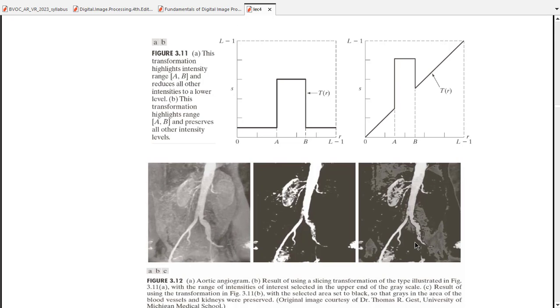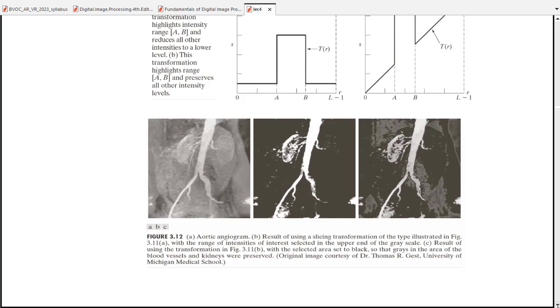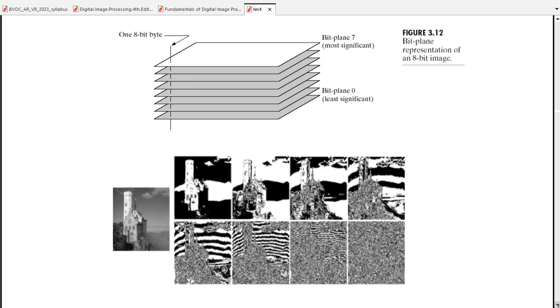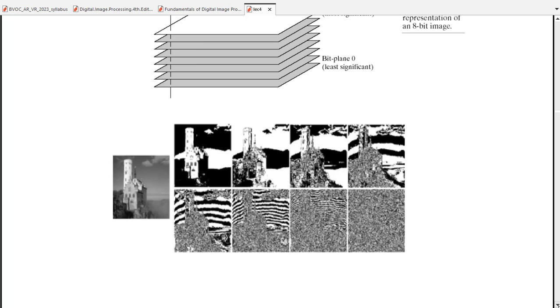Another one depends upon the upper end of the grayscale, and the result of using this transformation in this figure is applicable depending on the type of pictures. Image bit planes. In one 8-bit byte, bit plane 7 is the most significant and bit plane 0 is the least significant bit. We will come to the bit plane representation of 8-bit images.